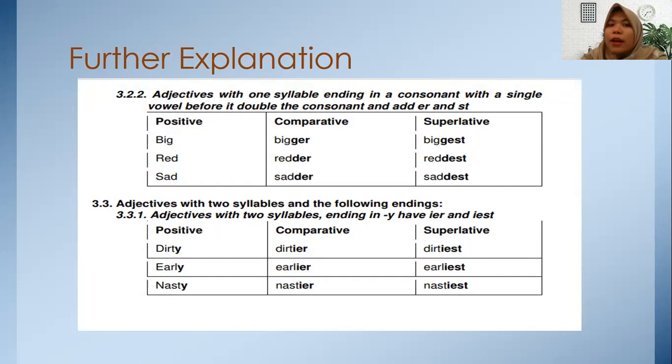Something like that, so you double the consonant. And then if you find an adjective with two syllables and the ending is "y," you need to change it to "i" and then add "er" and "est." For example, dirty becomes dirtier in the comparative, and dirtiest for the superlative. It's the same with early. For the comparative, it will be earlier, and for the superlative, it will be earliest. Nasty, nastier, nastiest.